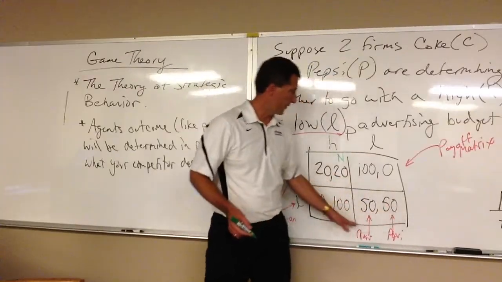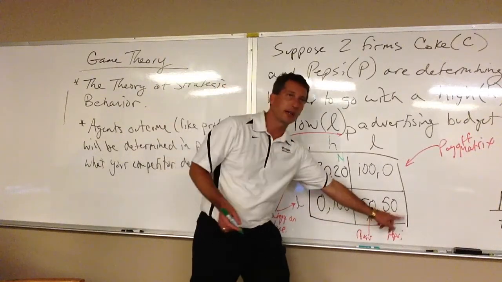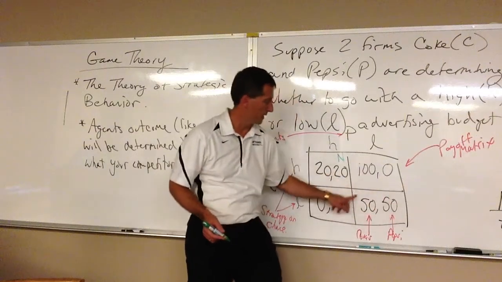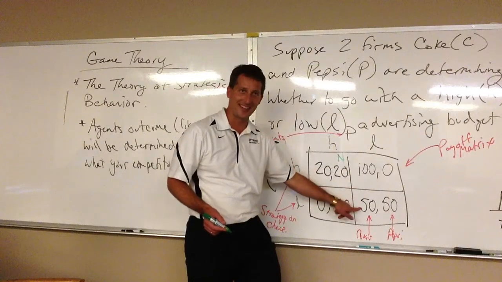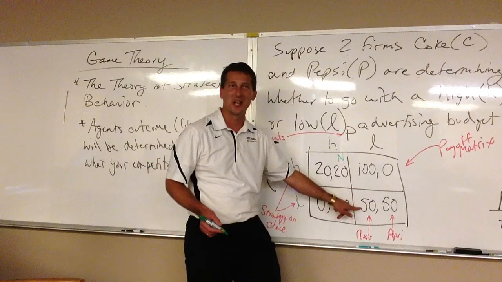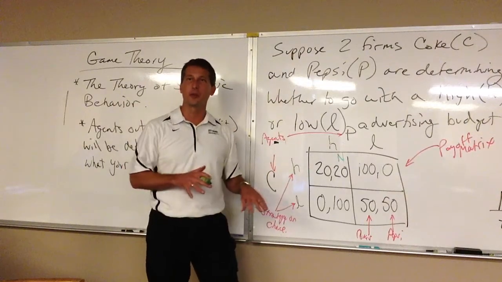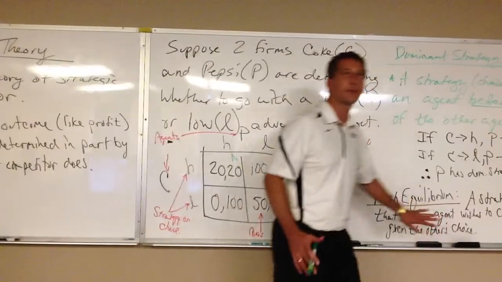So same thing with 50. You could say, would Coke like to change their answer if we're down here? Yes, 100 is greater than 50. So that's not a Nash equilibrium. As soon as somebody wants to change, then you can forget about it and move on. So that's how we define a Nash equilibrium.